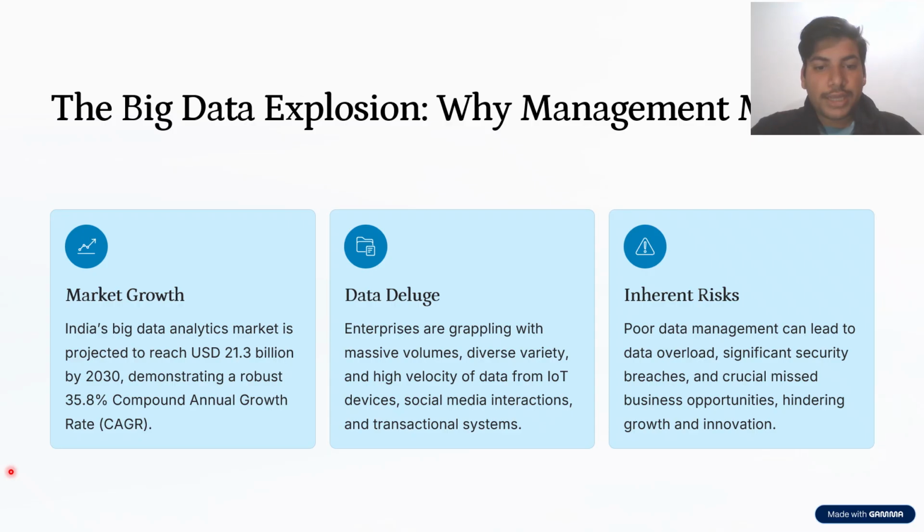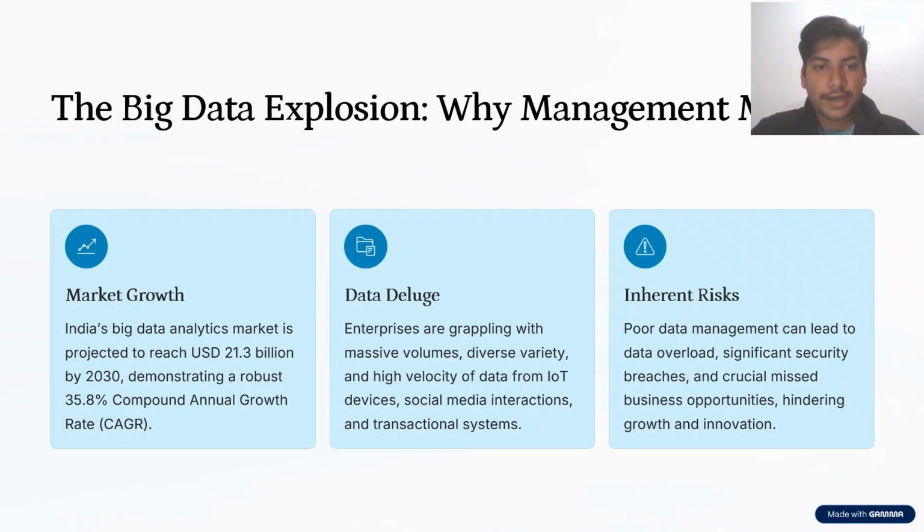Now, move to the next point. Data deluge. Enterprises are grappling with massive volume, diverse variety, and high velocity of data from IoT devices, social media interactions, and transaction systems. Now, the third point is inherent risk. Poor data management can lead to data overload, significant security breaches, and missed business opportunities.